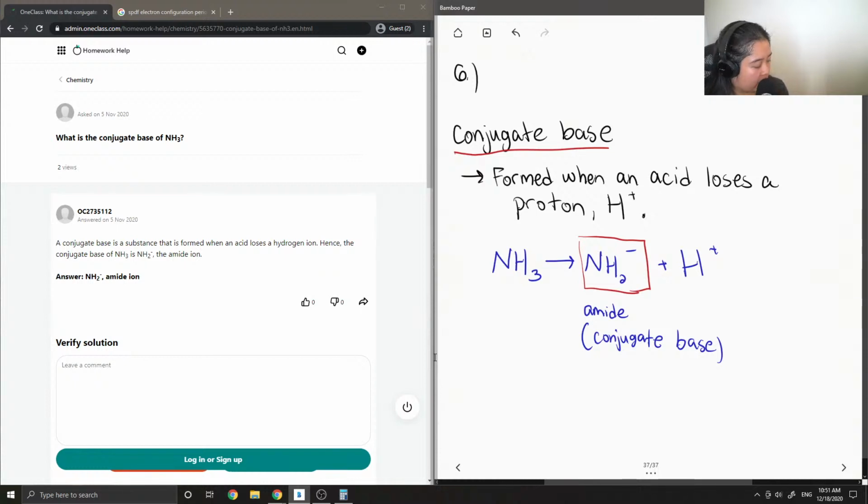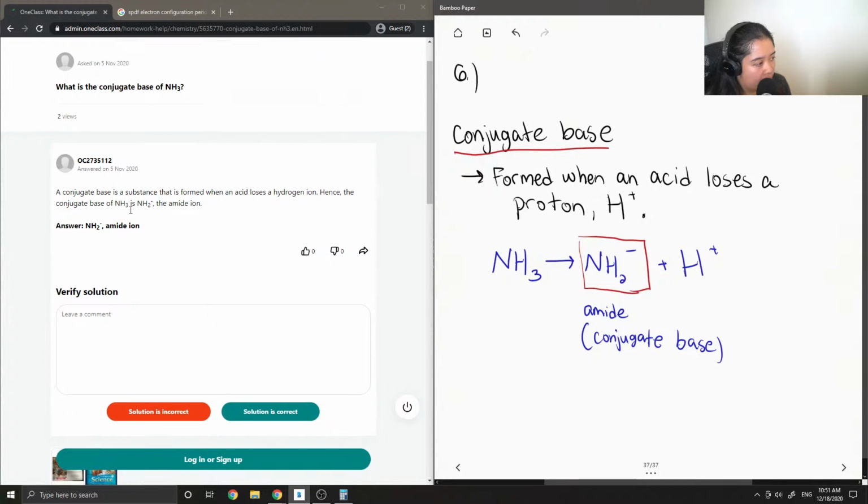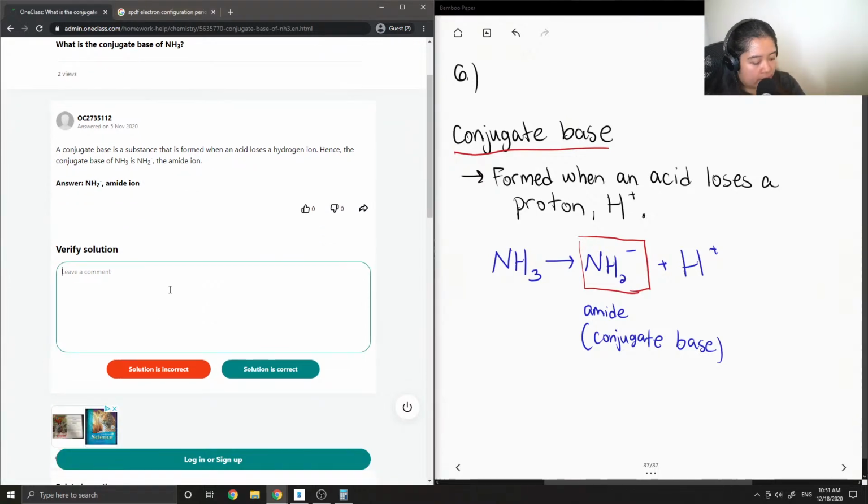Okay, so let's see what the junior tutor said. Conjugate base is a substance that is formed when an acid loses a hydrogen ion. Hence, the conjugate base of NH3 is NH2 minus, the amide ion. Yep, so this solution is correct.